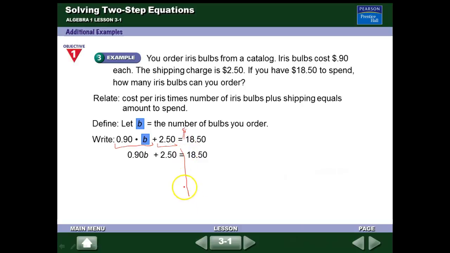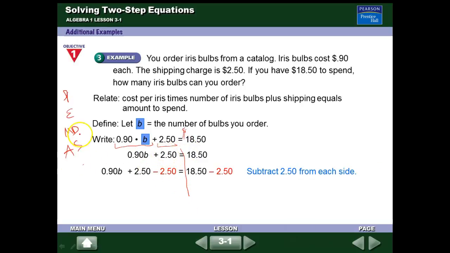So first thing, draw a line through the equal sign, and we work backwards. It is just work backwards, undo versus working your order of operations. So first thing, subtract. This says plus 2.5. What's the opposite? We're going to subtract $2.50 from both sides, because whatever you do to one side, you got to do the other. 18.50 minus 2.50 is going to leave you here with 16.